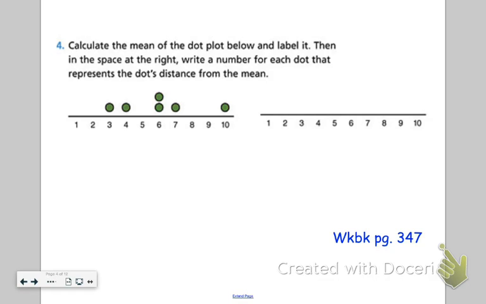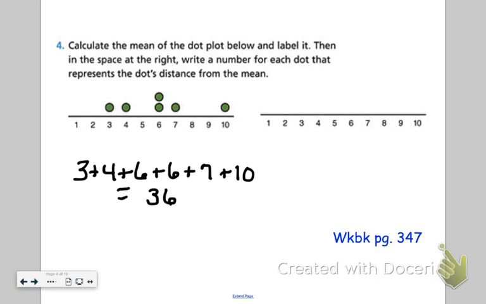Now, we're going to calculate the mean of the dot plot below, and then we're going to label it. Then, in the space at the right, we're going to write a number for each dot that represents the dot's distance from the mean. So first, let's figure out what the mean is. We have 3 plus 4 plus the 2 6's plus 7 plus our 10. And that's going to give me a sum of 36. And then since I have 6 numbers, I'm going to divide by 6, and I'm going to get a mean of 6.